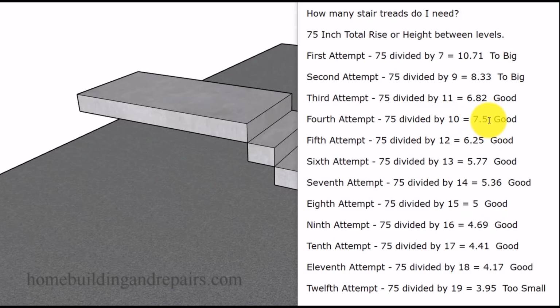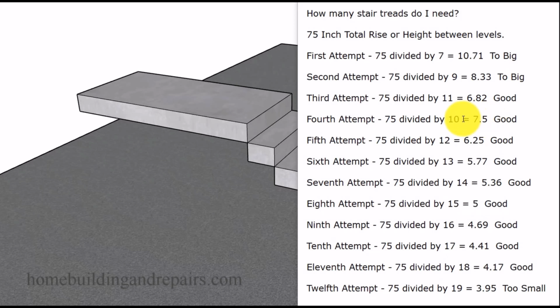And 7.5 is an excellent riser height, by the way. 7.5 with a 10-inch tread is a nice, comfortable step to use. So again, you don't have to stop there. If we divide 12 into 75, we get 6.25. Now we have 3 numbers we can work with here that are pretty good.